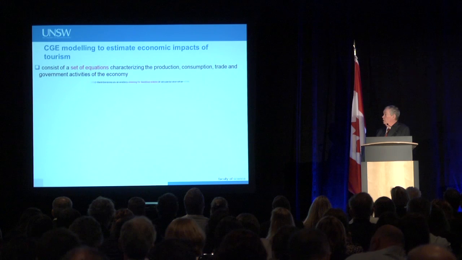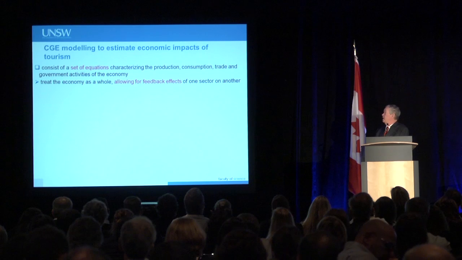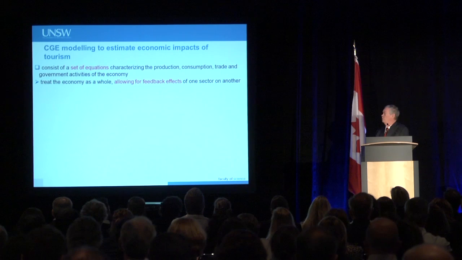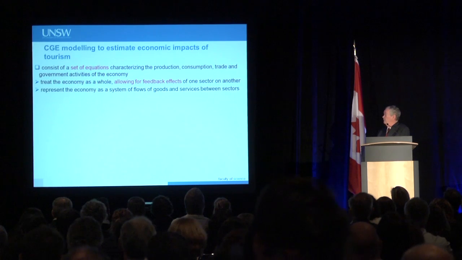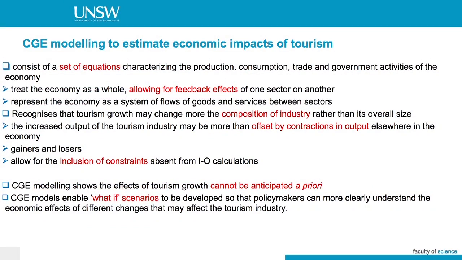CGE modelling is now the state-of-the-art type of models that are used to determine the economic impacts of tourism. We don't need to go into it in any depth. It's a set of equations which characterise the production, consumption, trade and government activities of the economy. These models can be quite complex. They treat the economy as a whole, allowing for feedback effects of one sector on another. The economy is a system of flows of goods and services between sectors. However, what they do recognise is that tourism growth may change the composition of industry more than its overall size. In other words, tourism might expand, but other industries might contract.